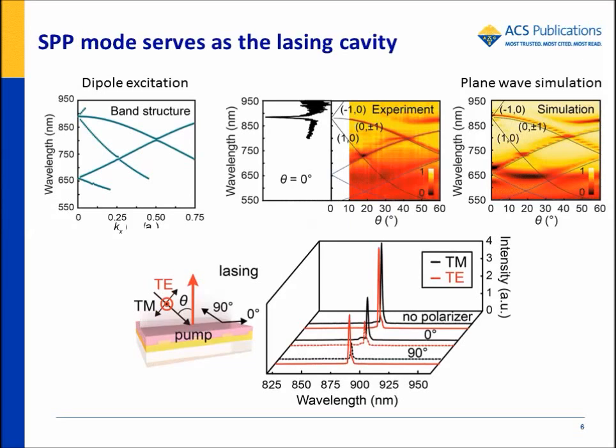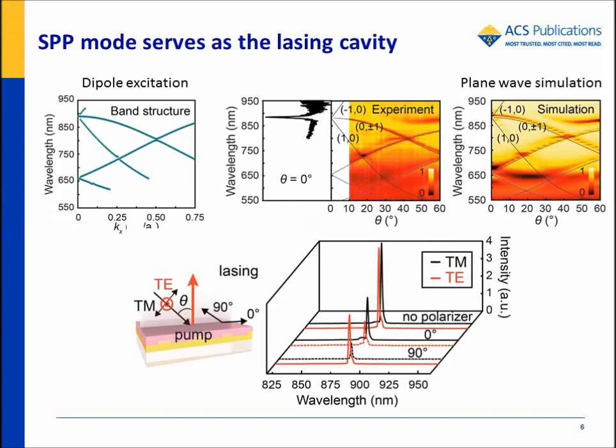We found that for TM pumping, the emission was preferentially polarized around 0 degrees, which matched with the corresponding SPP mode. The same was true for TE pumping. This confirmed that the SPP mode is the lasing cavity. Based also on the study of the post in the last slide, we conclude that the SPP wave coupled with the post induced large local field enhancement and enabled lasing action.